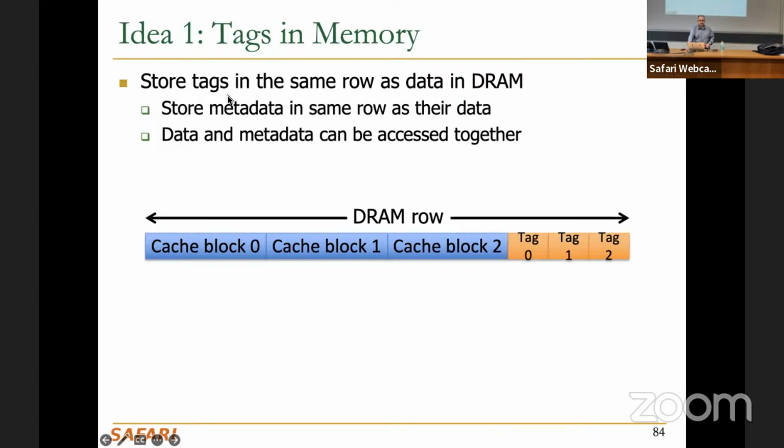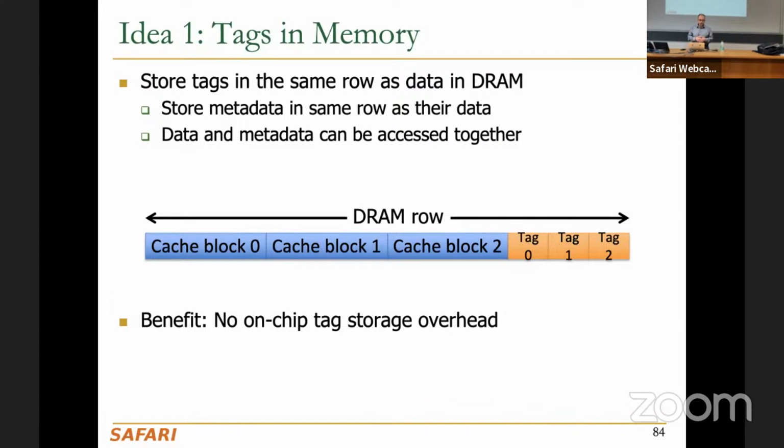One idea is that we can store tags in the same row as data in the DRAM. So in your DRAM row, you have cache blocks, and also you have tags. The benefit is that you don't need the on-chip tag storage overhead, because actually that's a huge overhead. Your tag array needs to be quite big. You can do some calculation at home, but essentially that's because your DRAM cache is quite big, and then you need quite large tag array metadata.